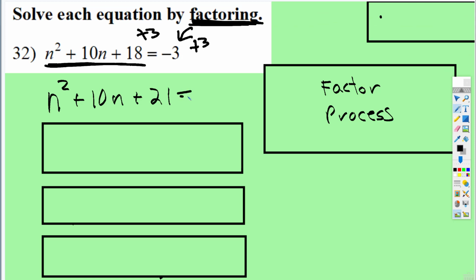And then I even left it off. Make sure your writing is equal to 0. Now we have this quadratic, and we need to factor it. Well, then you have to ask yourself, are there factors of 21 that add up to 10?